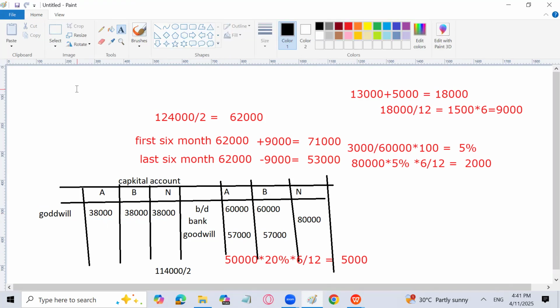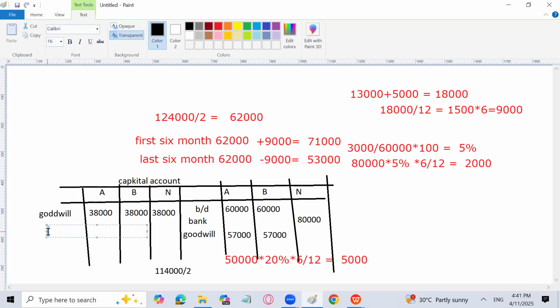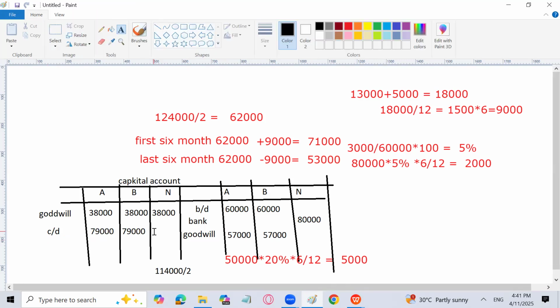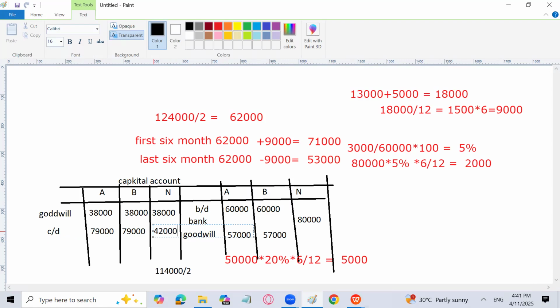Now I will go with the total. I will write the carried down balances. I'm not writing the total because I want to complete the question. So total, you can do that on your own. Carried down, what is carried down? 79,000. 79,000. 79,000. 42,000. So this is how we have prepared the capital accounts.